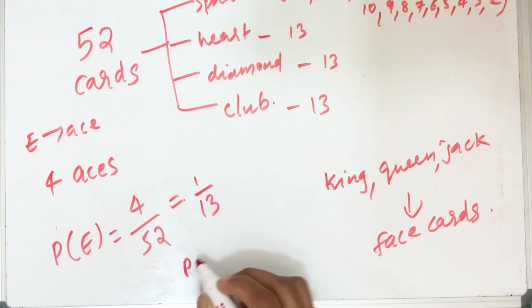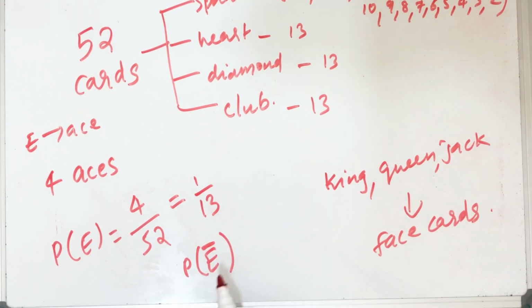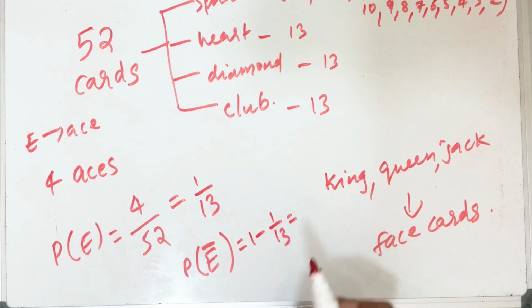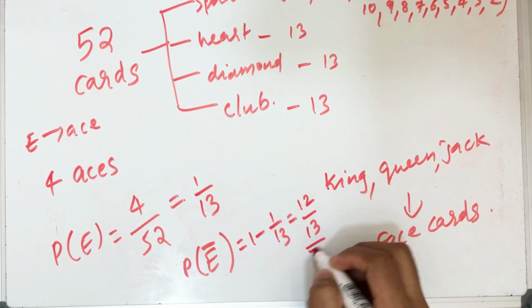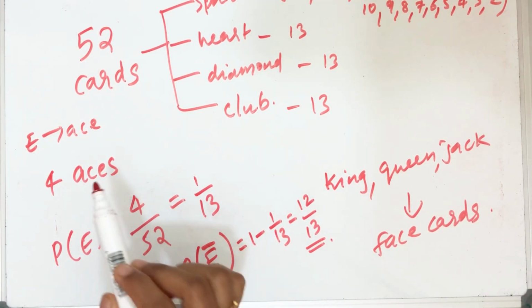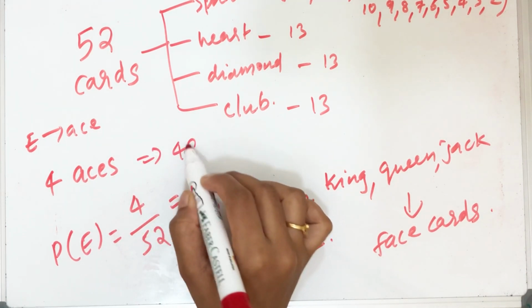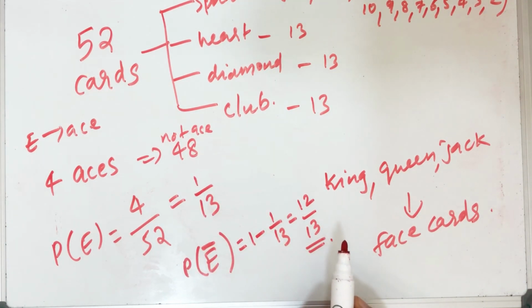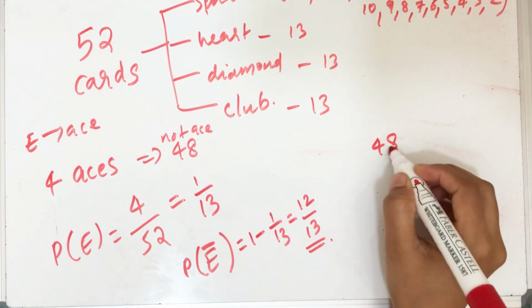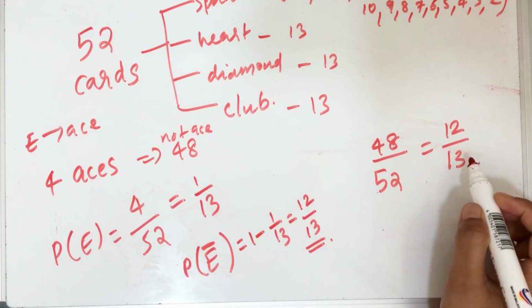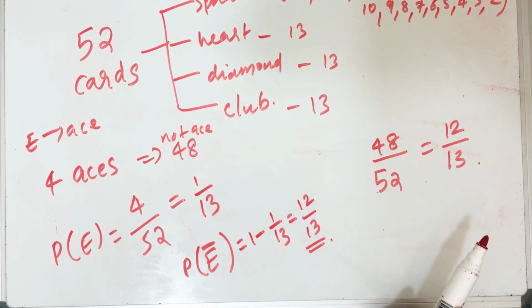Then what is the probability of getting not an ace? Not an ace means E complement. We know P of E plus P of E complement is equal to 1. So 1 minus 1 by 13 is equal to 12 by 13. Or we can say there are 4 aces, so not an ace is 52 minus 4, that is 48 cards. 48 by 52 is equal to 12 by 13. You can find it using any way.